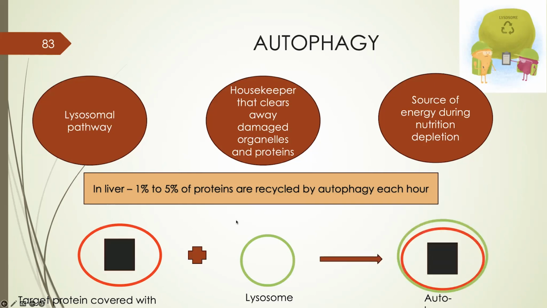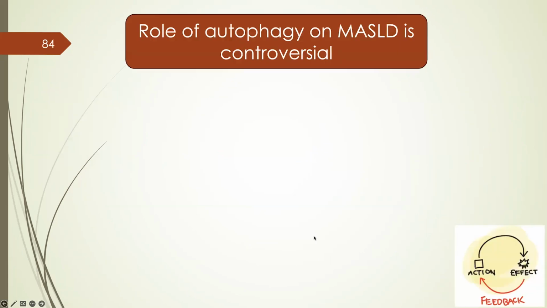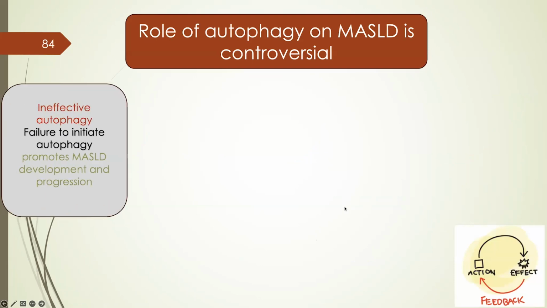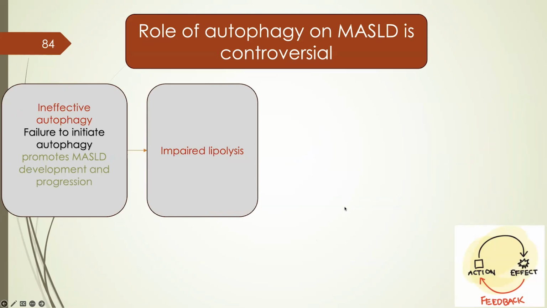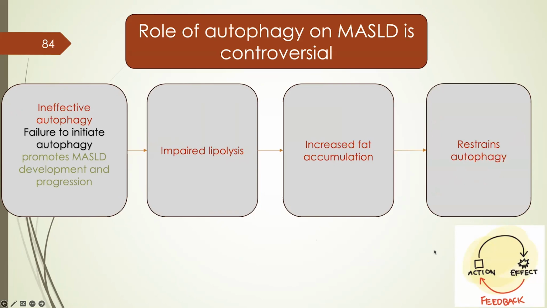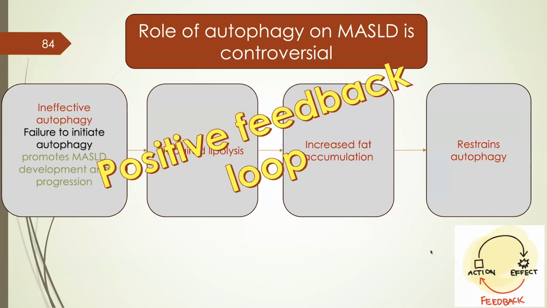autophagy. But what happens in autophagy is that a diseased organelle, like say a diseased mitochondria, diseased microsome, diseased peroxisome, or diseased or fatigued ER, combines with the lysosome to produce autophagy. It has been shown that there is an ineffective autophagy in patients with MASLD. So there is an impaired lipolysis, and that leads to increased deposition of fat in the liver, and that per se restrains autophagy. So if there are mechanisms for increasing autophagy, maybe part of the ongoing process may be checked.